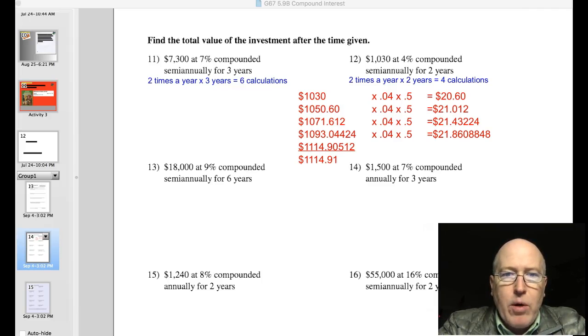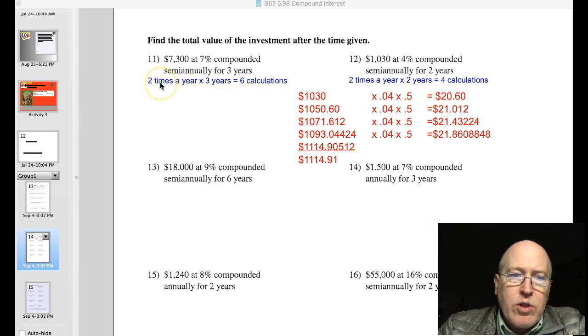Today it'll be on compound interest, target 5.9b. First of all, I think you have to understand what you're being asked to do and how many calculations you need to make. So if you look at number 11 there, you need to take $7,300 at 7% compounded semi-annually for 3 years. You're actually going to make 6 calculations. Unlike simple interest, which you can do in just one calculation, you've got to do 6.